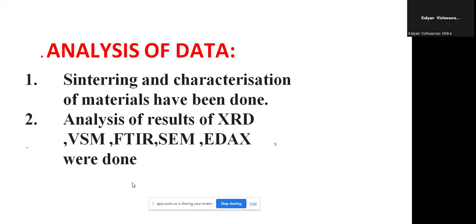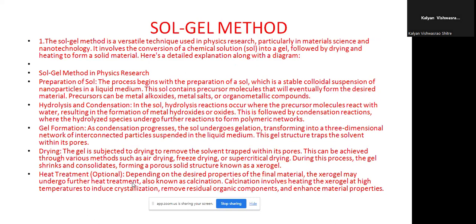In that, sintering and characterization of materials have been done, and analysis of results of XRD, VSM, FTIR, SEM, and EDAX were also done by me. So for that, which methods have I used? Sol-gel method. What does it mean by sol-gel method? The sol-gel method is a versatile technique used in physics research, particularly in material science and nanotechnology. It involves the conversion of a chemical solution, sol, into gel, followed by drying and heating to form a solid material.